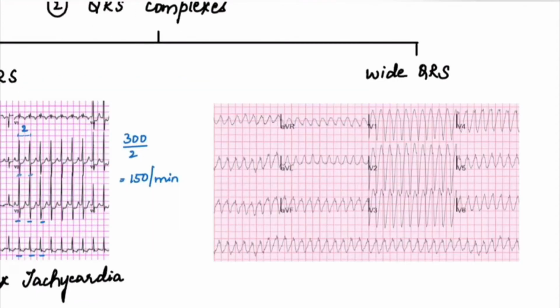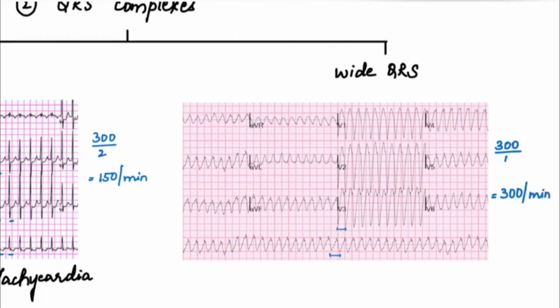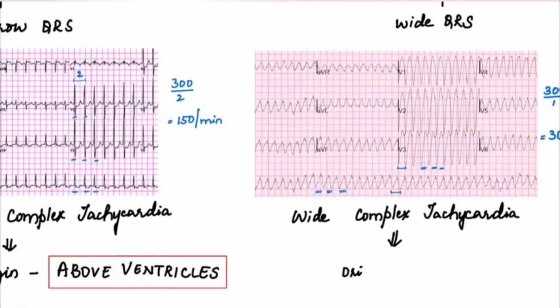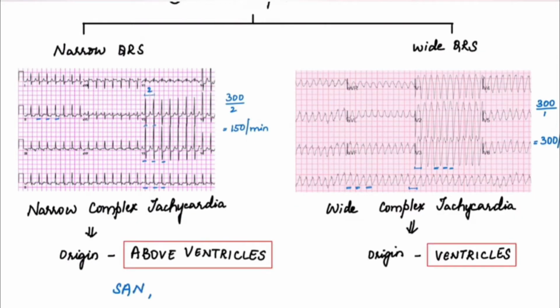Now another ECG. First let's see the rate. Between the two QRS complexes there is only one large box, so the rate is 300 by 1, which is 300 beats per minute. So there is tachycardia. Now look at the morphology of the QRS complexes. They are wide. So this kind of tachycardia is known as wide complex tachycardia, and this indicates the origin of the impulse is at the level of ventricles. Now, narrow complex tachycardia indicates origin above the level of ventricles, so it could be from the SA node, from the atria, or from the AV node. So in this video, we'll look at narrow complex tachycardia.